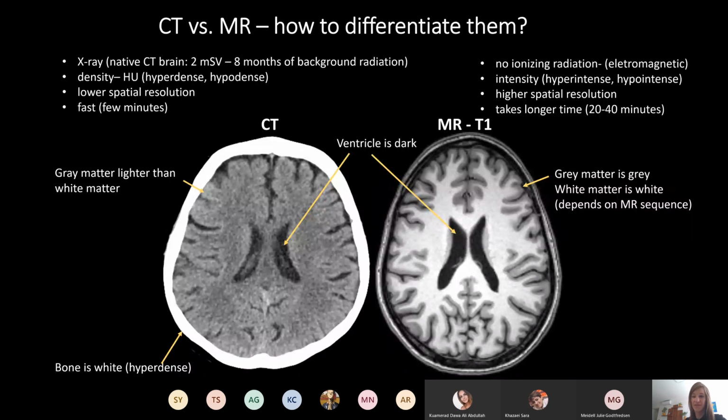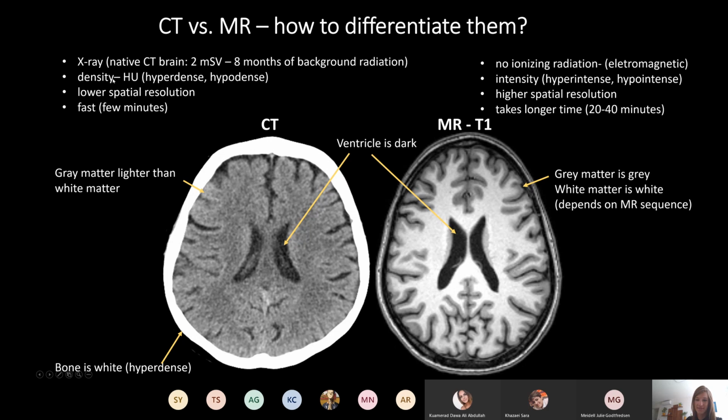So CT works with X-ray. It's kind of like a three-dimensional X-ray, and a native CT brain equivalent dose is 2 millisieverts, so it equals 8 months of background radiation. On the other hand, MRI doesn't use ionizing radiation. So if on your exam someone asks you which one comes with more radiation, CT or MR, that's a tricky question because MR doesn't come with radiation. There is no radiation with MR, no ionizing radiation. The MR is a big magnet, and it works with electromagnetic waves, not with ionizing radiation.